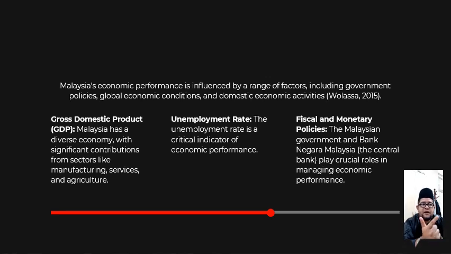And then the second factor is the unemployment rate. The unemployment rate is a critical indicator of economic performance in every nation. So the government needs to give more attention towards the unemployment rate. And the third factor is fiscal and also monetary policy. So the Malaysian government and Bank Negara Malaysia, which is the central bank of Malaysia, play a crucial role in managing the economic performance, including managing the inflation in the country.